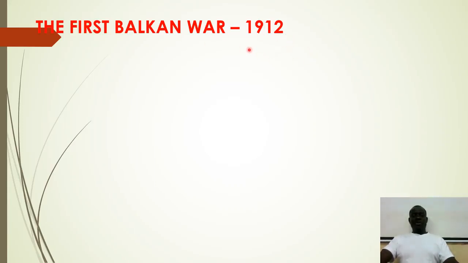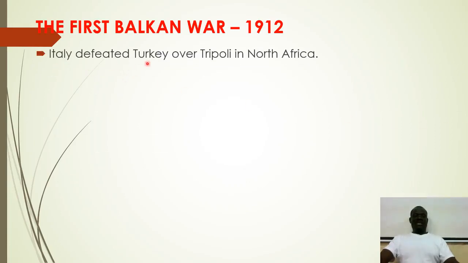Mind you, we are looking at cause number 2 of the First World War, and this one is nationalism in the Balkans. Here we are analyzing issues that were taking place in the Balkans. We have looked at a number of issues. Now we are at the Balkan War of 1912. Italy defeated Turkey over Tripoli in North Africa in 1912.